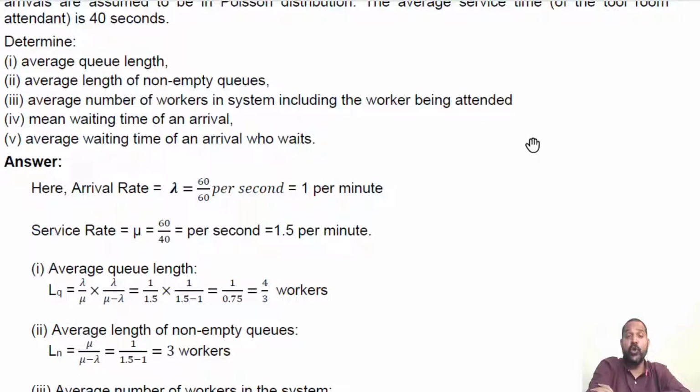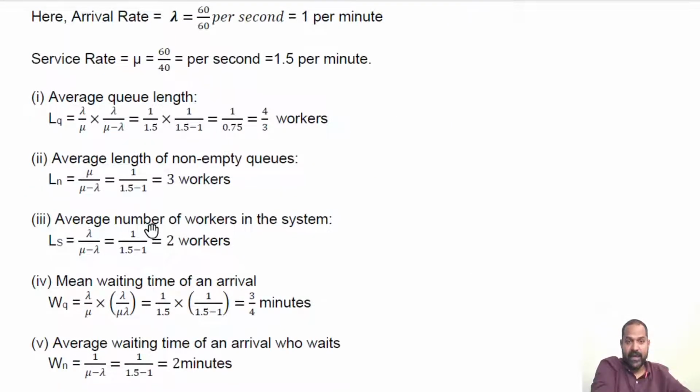Average number of workers in the system, including the workers being attended. So you are basically asking me the length of the system. The length of the system is LS and LS is 2. Is my answer right? Let's see what their answer is. Well, their answer is length of the system is 2 workers. Fantastic.